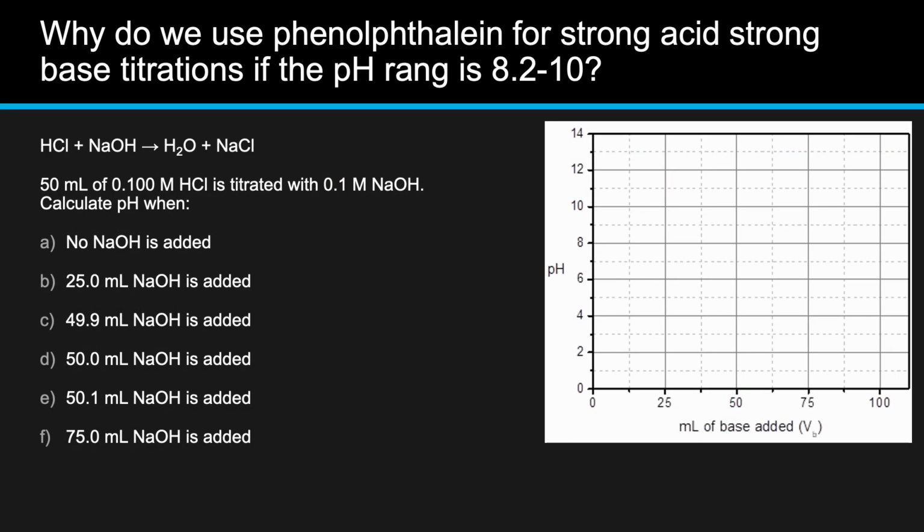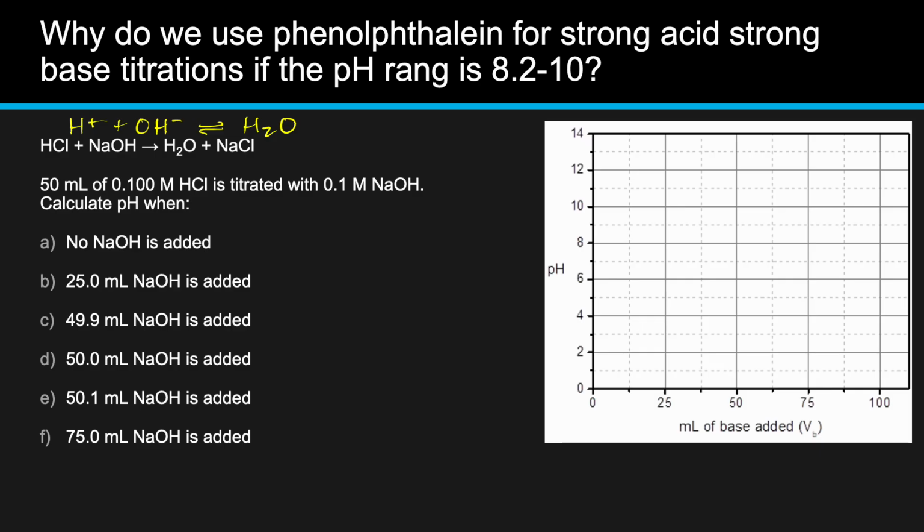All right, so in order to understand why we can use phenolphthalein, let's go ahead and break down what's happening in a titration, and this is great practice for calculations for this unit. So we're going to be looking at a titration of a strong acid with a strong base, which is hydrochloric acid and sodium hydroxide. We know that the net ionic equation for a strong acid, strong base is going to be H plus and OH minus reacts to form water.